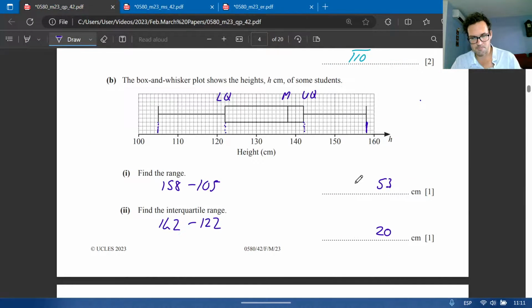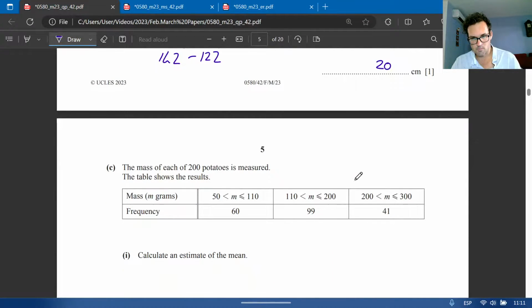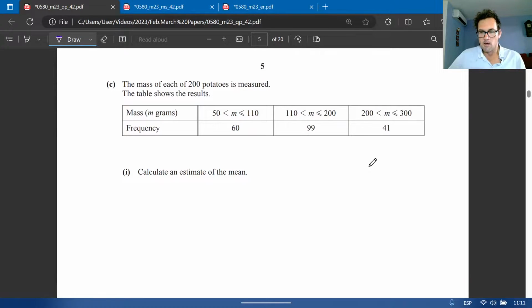Okay, we're on track. Finished? Put box and whisker plots. Oh, that was fun. I like it. I want more. Right. Now we're up to potatoes. We're done with the students. Then I have to feed them.